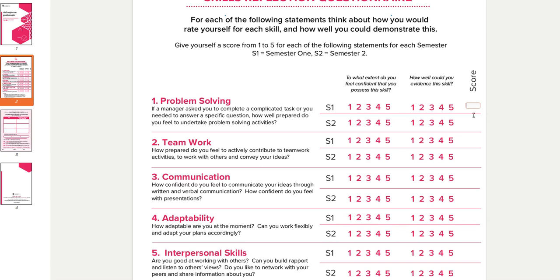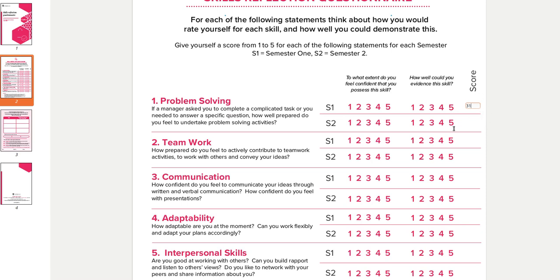Now, you can only put 2 characters in the box. So what I'd like you to do is, let's say we're reasonably confident about problem solving. I'm going to give myself a 3 there. And then how well can I evidence it? Well, I can't really, so I'm going to put a 1 there. You can only put 2 characters in the box.